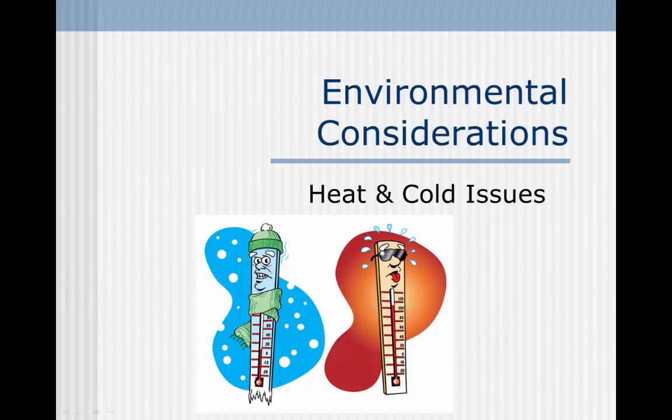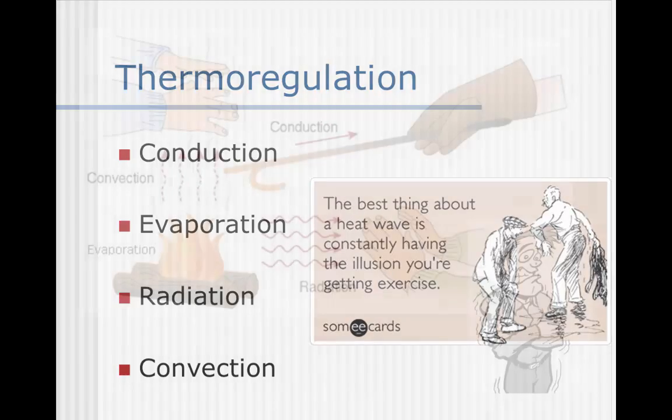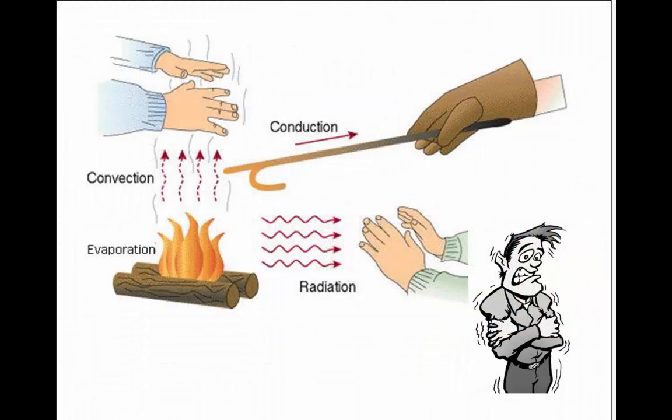Environmental considerations, heat and cold issues. Conduction, evaporation, radiation, and convection play an integral part in cooling the body and maintaining normothermia and regular body temperature. This is a diagram of conduction, convection, evaporation, and radiation.